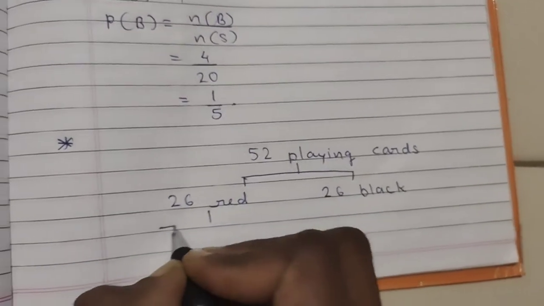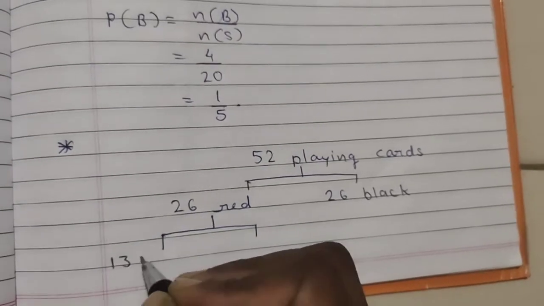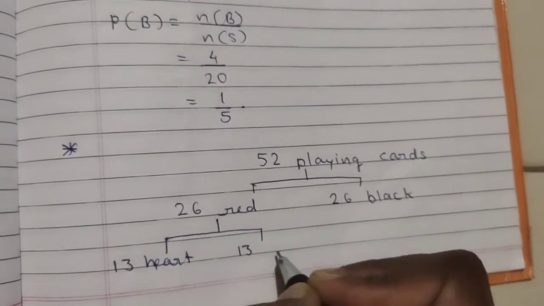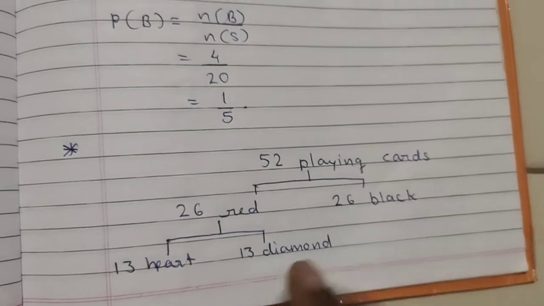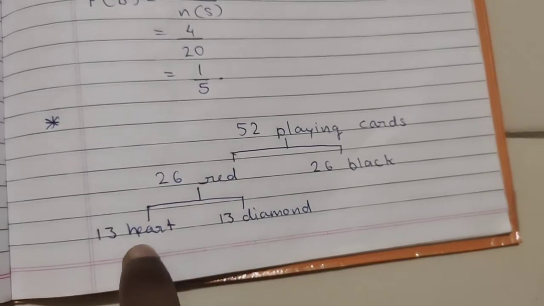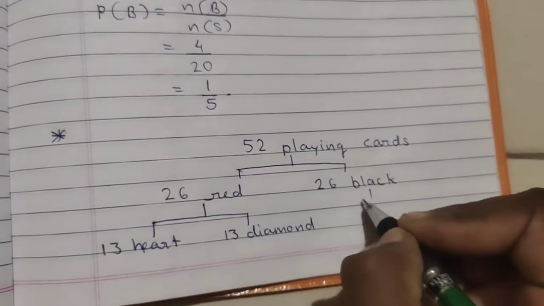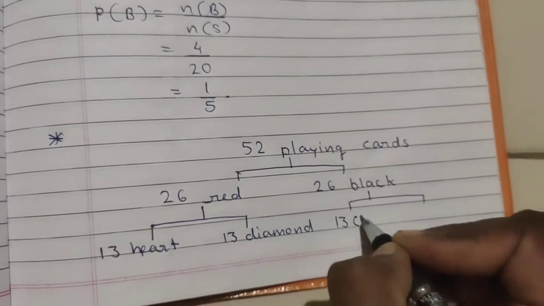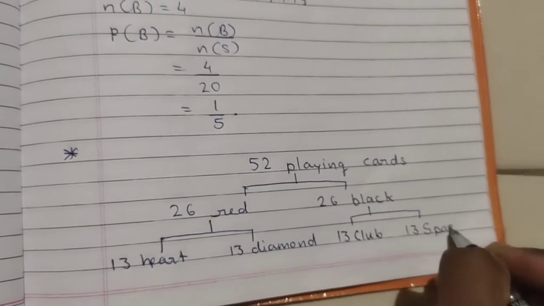Now from the red cards, you are going to see two types of card: 13 cards which are called heart cards and 13 cards which are called diamond cards. So from these 26 red cards, 13 cards are of heart and 13 cards are of diamond. And from the black cards, you will see 13 cards are of club and 13 cards are of spade.